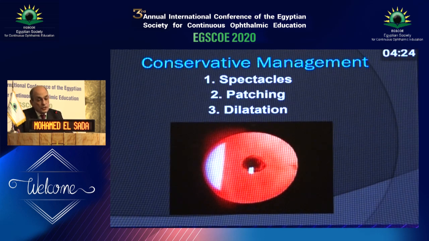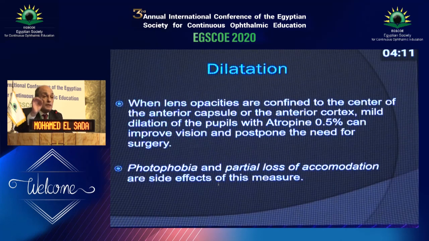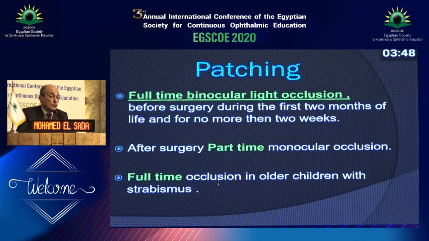المانجمنت starts with the conservative management. conservative management 3 حاجات: spectacle, patching, dilatation. spectacle ما لهمش دور هنا. الباتشنج والدايلاتيشن قصتهم ايه؟ You can dilate the pupil إذا كانت الأوباسيتي في visual axis and small and you want to dilate the pupil a little bit، استعمل أتروبين مخفف 0.5%. لكن هذا التكنيك عيبه بيليمت الفايدة بتاعته انك you are abolishing the accommodation وفي نفس الوقت you are rendering this child photophobic.